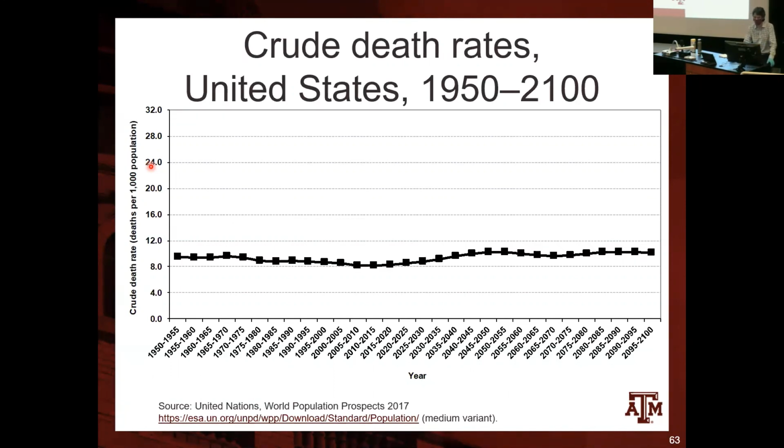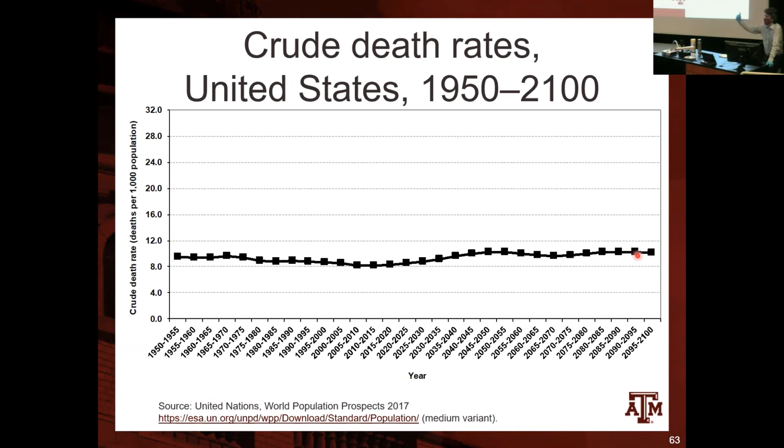The crude death rates have been more stable over time, declined a little bit in the 80s and 90s, and then started to increase a little bit. Why does it increase a little bit and more? We expect it to increase a little bit in these next decades.